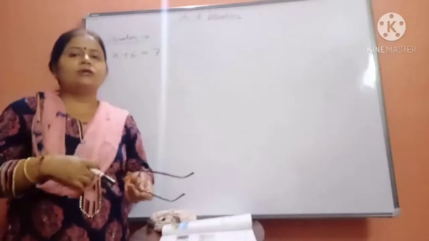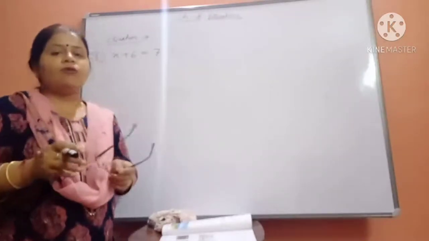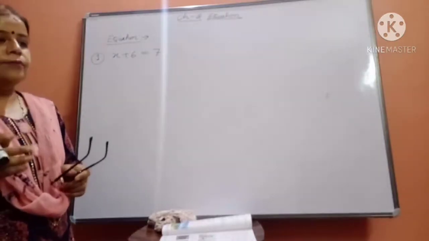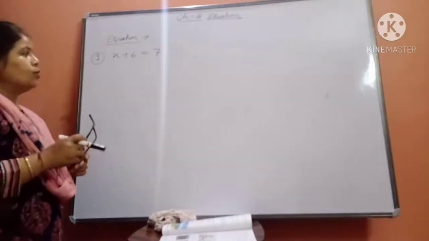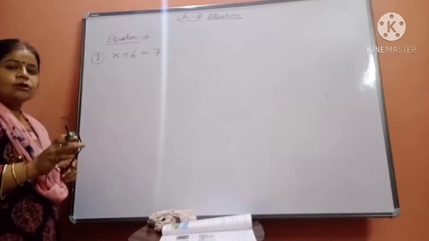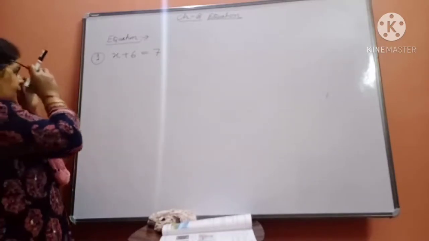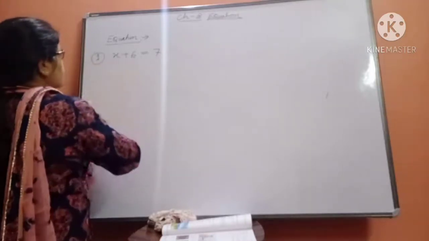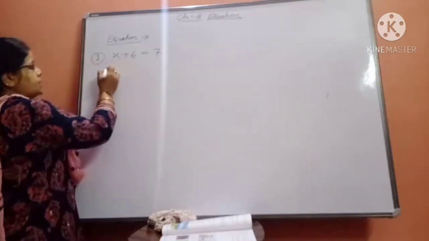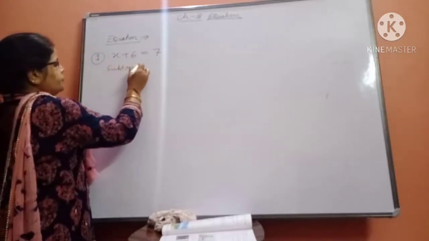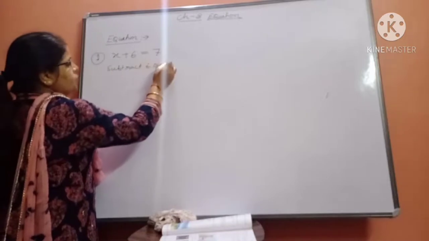First of all, just apply this method, and when you are perfect in this method, then I will teach you the transposing method. Okay, we have two methods. Here we are going to solve the equation by the trial and error method. Beta, see, in front of plus 6, what sign is there? Plus is there. So what will you do? Minus. Subtract 6 on both sides.